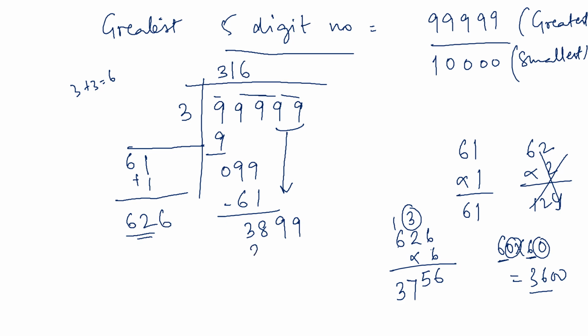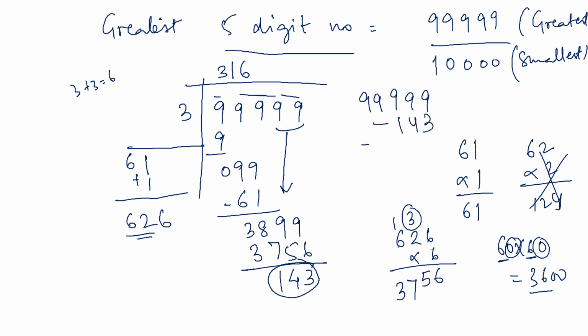So it is 3756. How much is left? 9 minus 6 is a 3. 9 minus 5 is a 4. 8 minus 7 is 1. So what are they asking? What should be subtracted? So this is what we have to subtract. 99999 minus 143. Now you write the answer.